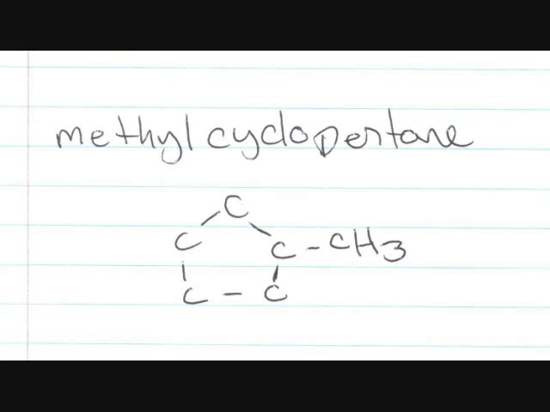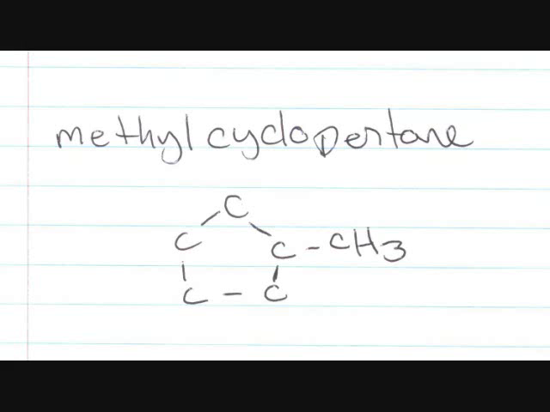methylcyclopentane. Again, we start with our base. What do we know about our base? 5 carbons with single bonds. Exactly. It's a ring, and it's a ring because of the cyclo. So let's do that. 1, 2, 3, 4, 5.